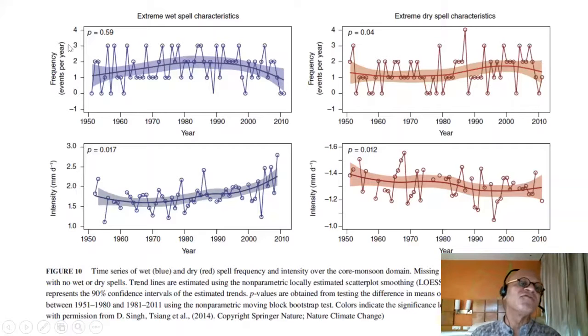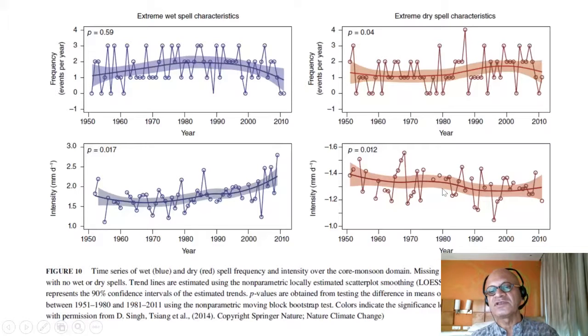Okay, so frequency in terms of events per year in extreme wet spell characteristics are shown here. Basically the trend is not significant. Extreme dry spell characteristics have a significant trend. So that's frequency in events per year as well. Intensity has a reasonable significance given by P, so that's in millimeters per day. And for active, so here we are talking about extreme wet spell characteristics and extreme dry spell characteristics.